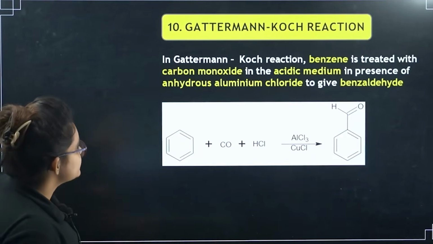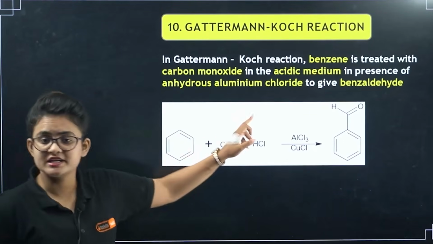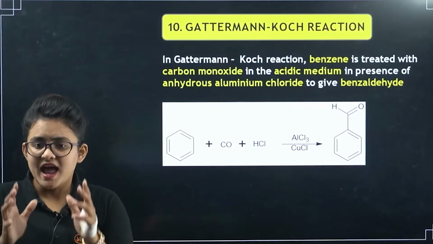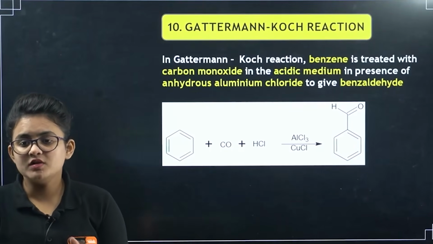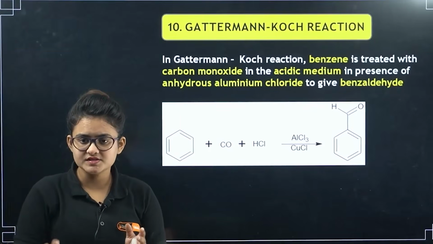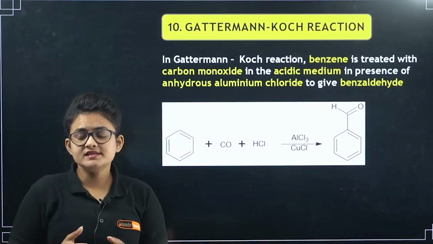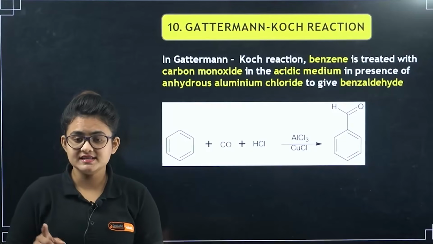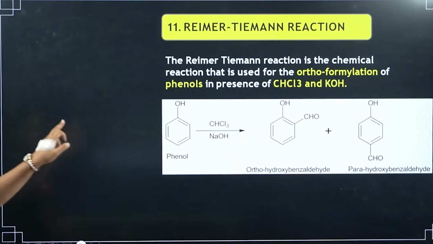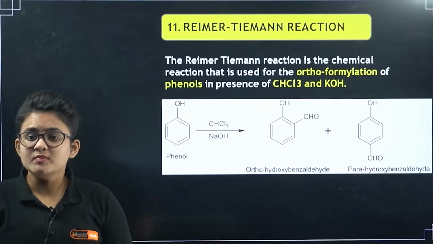Okay, let's proceed. This is the Gattermann-Koch reaction. Here you have to give simple benzene and CO, carbon monoxide, and in the presence of HCl, you need some AlCl3 and CuCl as a catalyst. You will end up with benzaldehyde. Next you can see we are proceeding with the Reimer-Tiemann reaction.